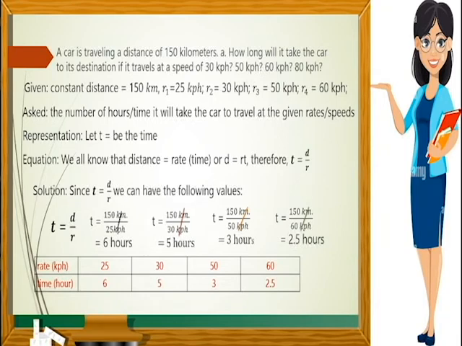Okay, for the rate, we have the 25, 30, 50, and 60. And for the time, for 25 rate or speed, we have 6 hours. For the 30 is 5 hours. And for 50, we have 3 hours. And for 60, we have 2.5 hours. Okay, so that is for problem number 2.